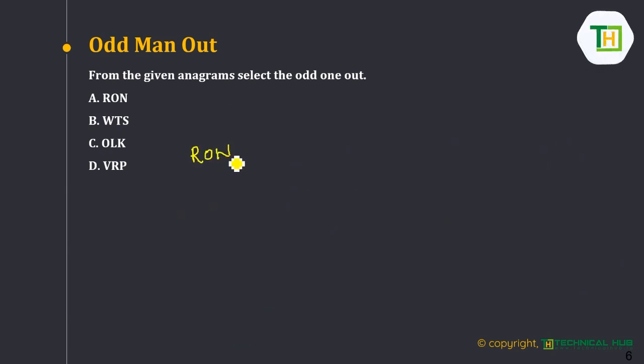Write down with respect to numbers. R is 18, O is 15, N is the 14th letter. Between R and O the gap is 2 letters, P, Q. Between O and N the gap is 0, meaning there is no gap here. Okay, coming to the next option.